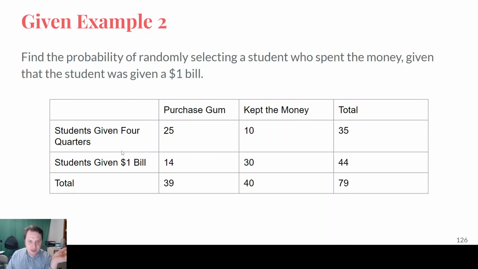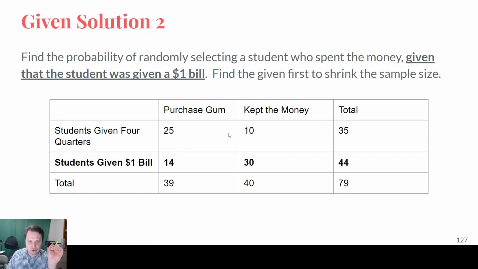Here's the next example. Find the probability of randomly selecting a student who spent the money given that the student received a $1 bill. Once again, when you see that magic word given, anything that follows the word given is information that we can know is true. And so we only want to look at people with the $1 bill. So look at your sample and shrink it. Do the second half first. Shrink it to only people who had the $1 bill, because that's what we're given. The student was given a $1 bill, so we're only looking at this row.